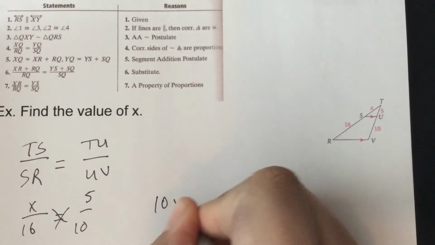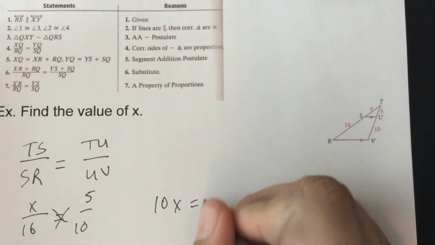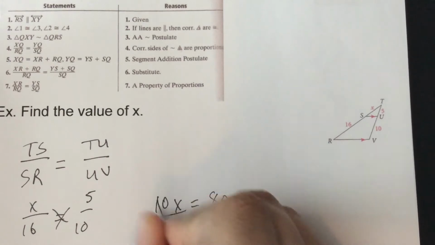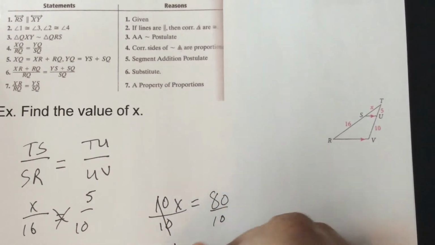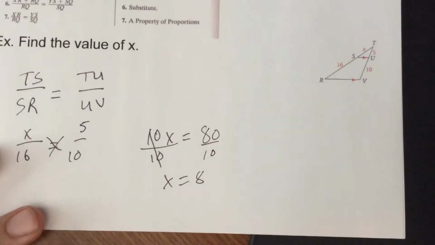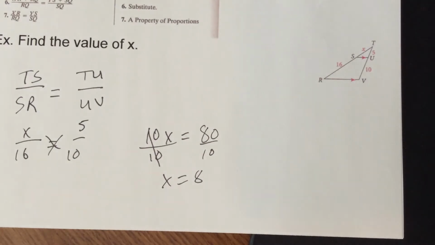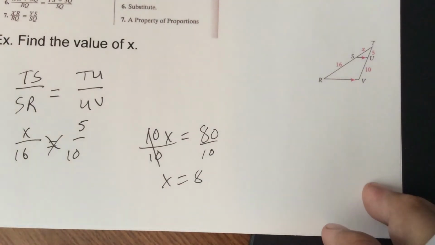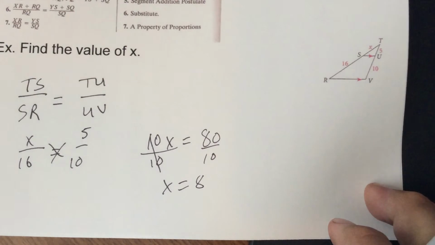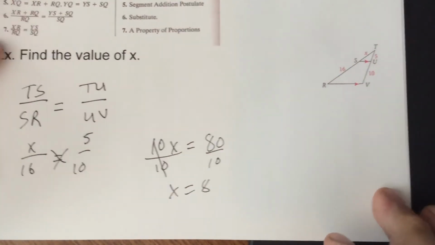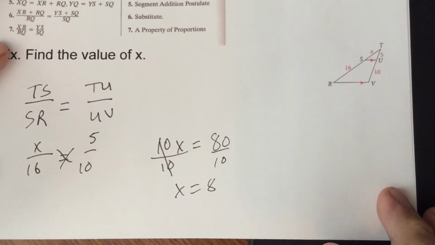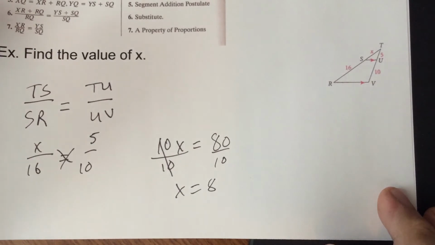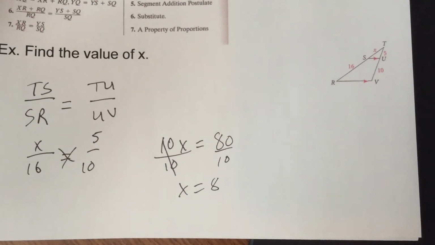10 times x would be 10x. 5 times 16 is 80. If we divide by 10, x equals 8. And it's that simple. The biggest part here, guys, is setting up your proportion. Make sure you get the right setup. From there, you're just solving proportions, something you've done for a while.